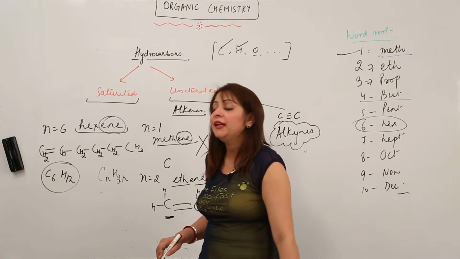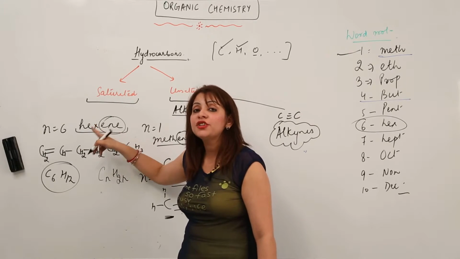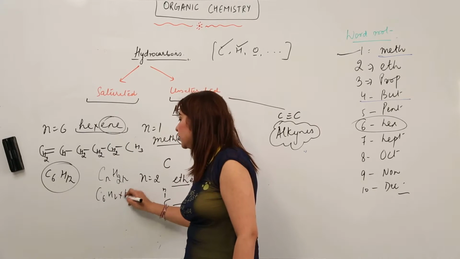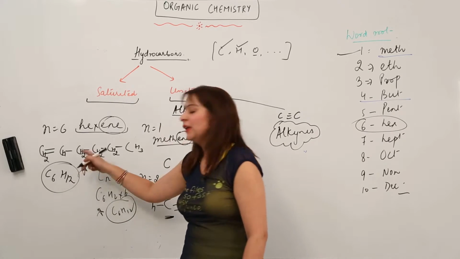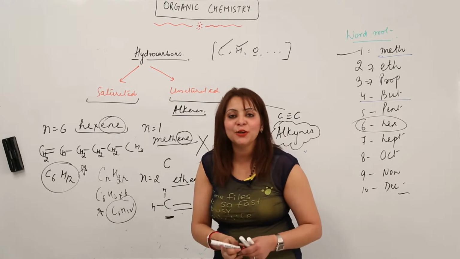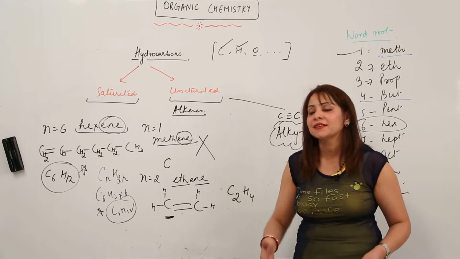Just put n equal to 6, because we want to make the 6th member, that is the chain which includes 6 carbons. So it comes out to be C6H12, that is matching with the formula, the structure made by us. So that means we are on the right path, you are not wrong, right? So this is how you are going to make the members of the alkenes.